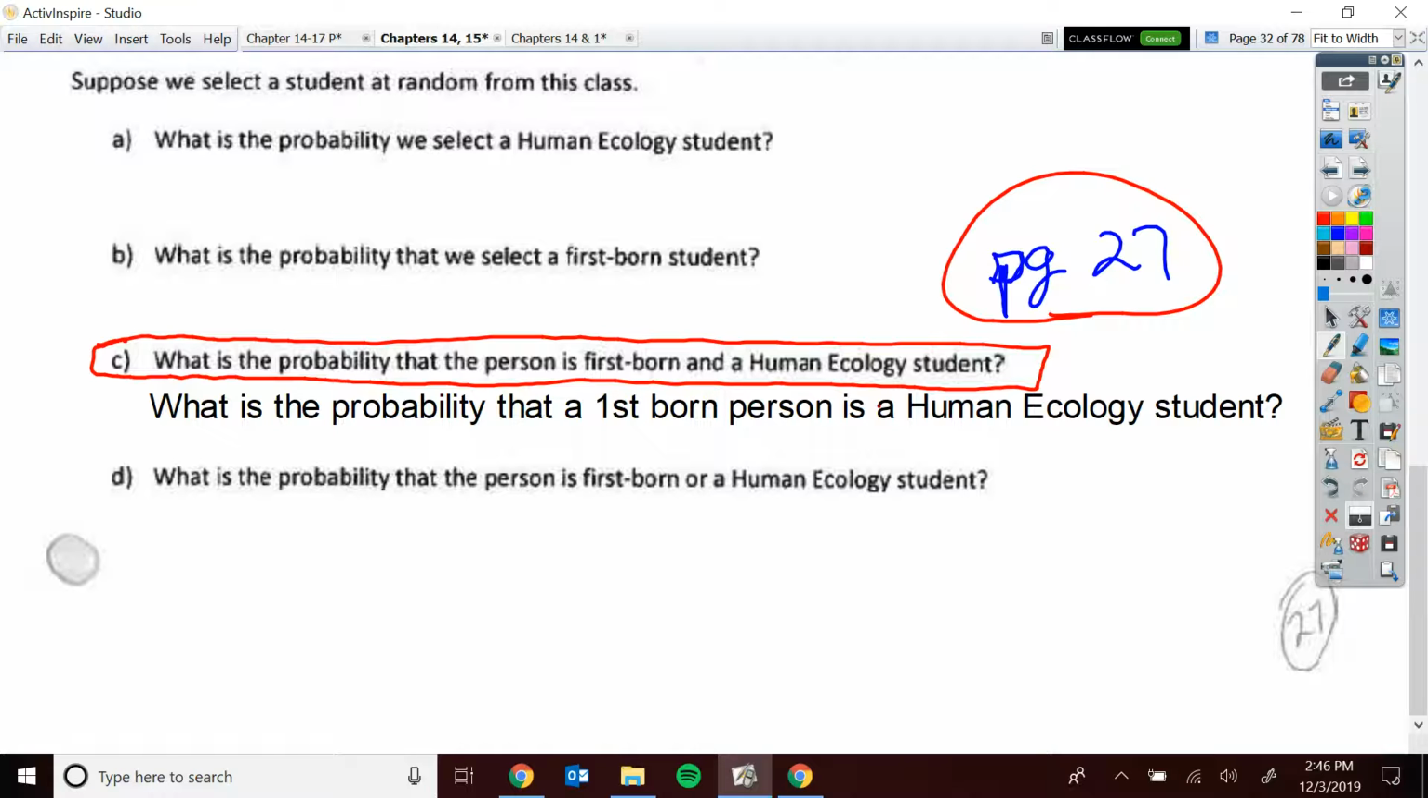So what I circled here is what's written. It says, what's the probability that the person is firstborn and human ecology student? But I added some phrasing, because it sounds very similar. This is an addition that I typed in here. What is the probability that a firstborn person is a human ecology student? So those are both very similar.